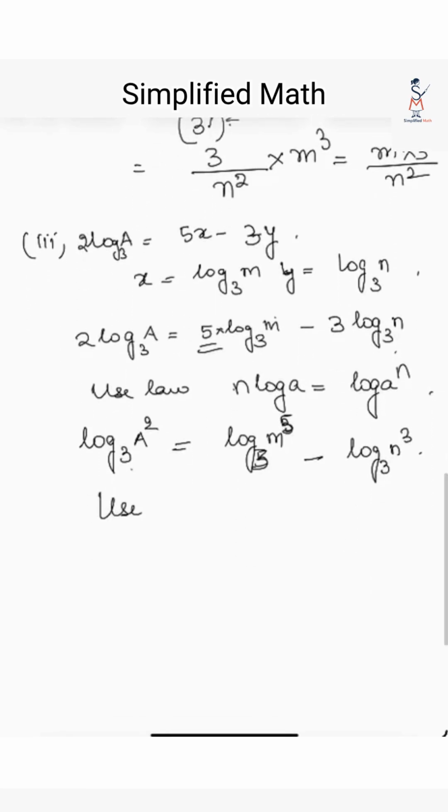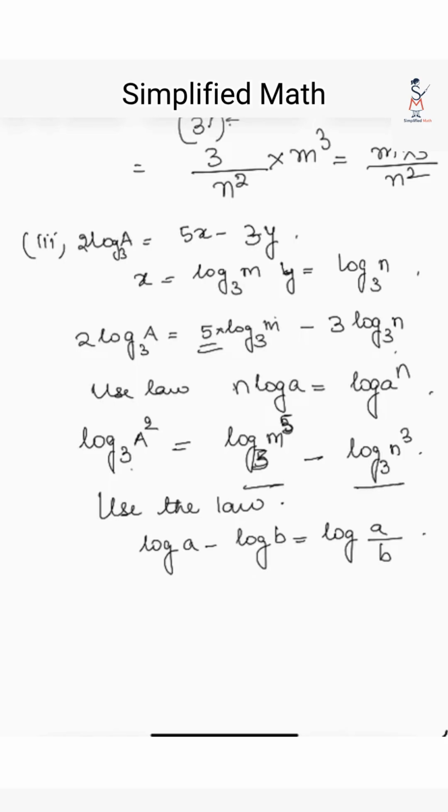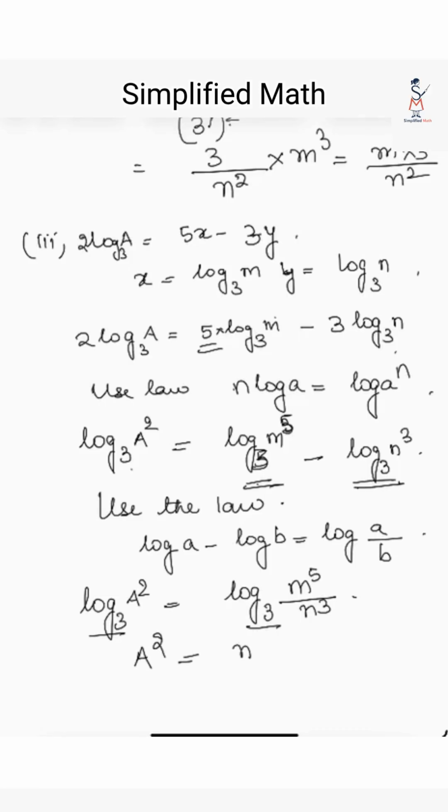Now we will use the law. Which law will we use? That is log a minus log b is log a by b. This is in the form of log a minus log b. So this is log a square to the base 3 is log a by b, that is m raised to the power 5 by n raised to the power 3 to the base 3. Now here log has the same base, they can be cancelled. So a square is m raised to the power 5 by n cube.